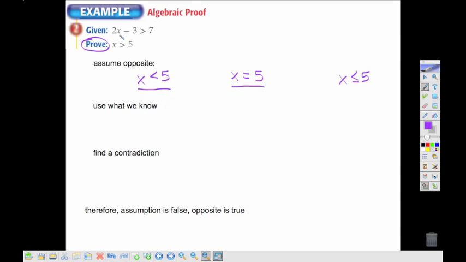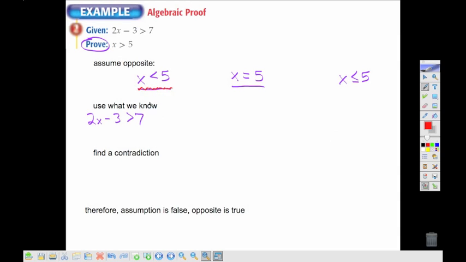Now we're going to use what we know. We were given that 2x minus 3 is greater than 7, and we're going to look for a contradiction. Now what we're going to do is try any example from either one of these. So we'll start by using the x less than 5.